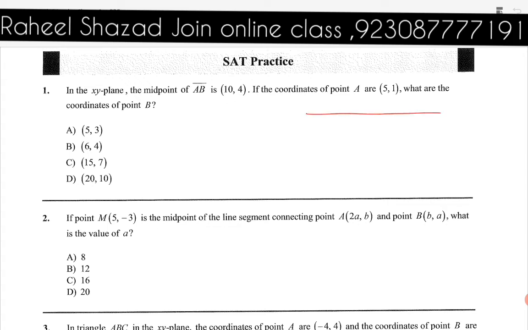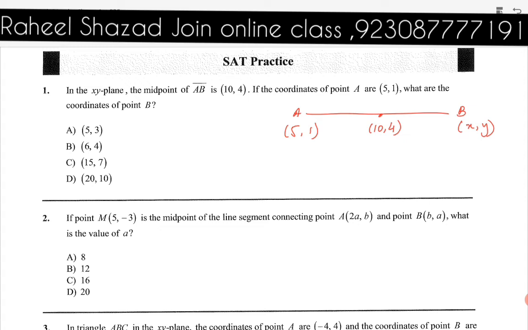Now let's assume that this is point A and this is point B, and the midpoint, that is (10, 4), is given. If the coordinates of point A, that's (5, 1), are given, what are the coordinates of point B? So this is (x, y) we are looking for. Now there are direct hints as well, and there is a proper method as well.